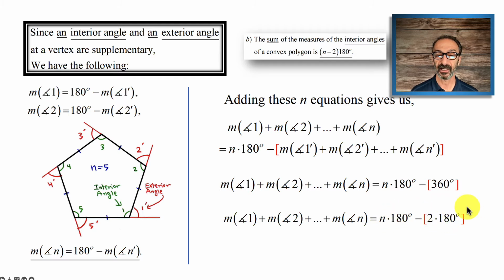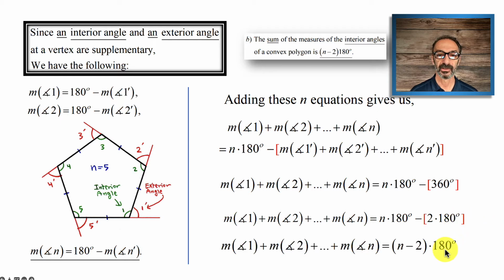Let's take 180 out as a common factor. What do I have here? Left is n. What do I have here is 2. And that should do it. That is part B. The sum of the measures of interior angles of a convex polygon, the green ones, is n minus 2. That means 2 less than n, multiplied by 180.